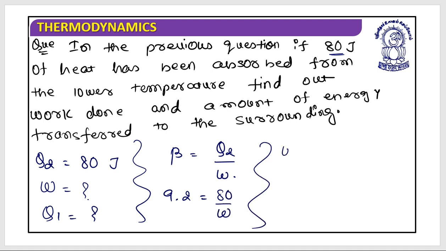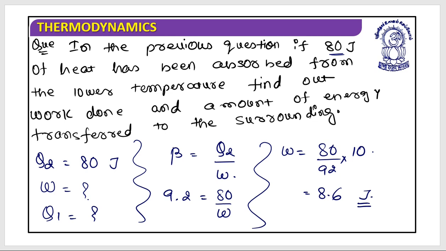So the work done is equal to 80 divided by 9.2, which is 800 divided by 92, and this is approximately equal to 8.6 joule. This is the work done.